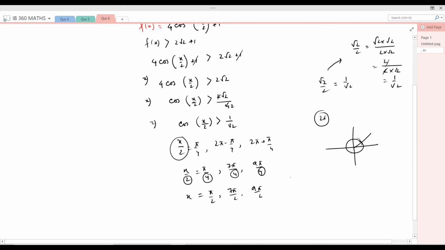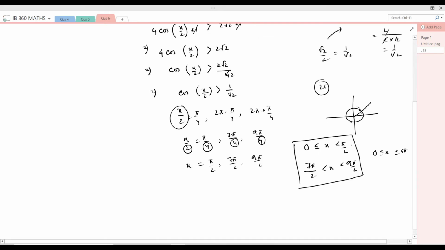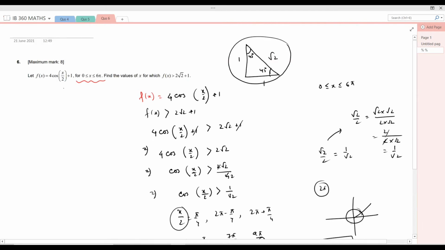So in this way we can get the value of x to be less than pi by 2, and again we can get another value, that is 7 pi by 2 less than x less than 9 pi by 2. So these two values we can get in the range of 0 less than or equal to x less than or equal to 6 pi. Yes, it is less than or equal to 6 pi. So this is the number 1 value and this is the number 2 value. These two values I can get in this range where this condition is satisfied, that is 4 cos x by 2 plus 1 is greater than 2 root 2 plus 1. So in this way this problem is also solved.